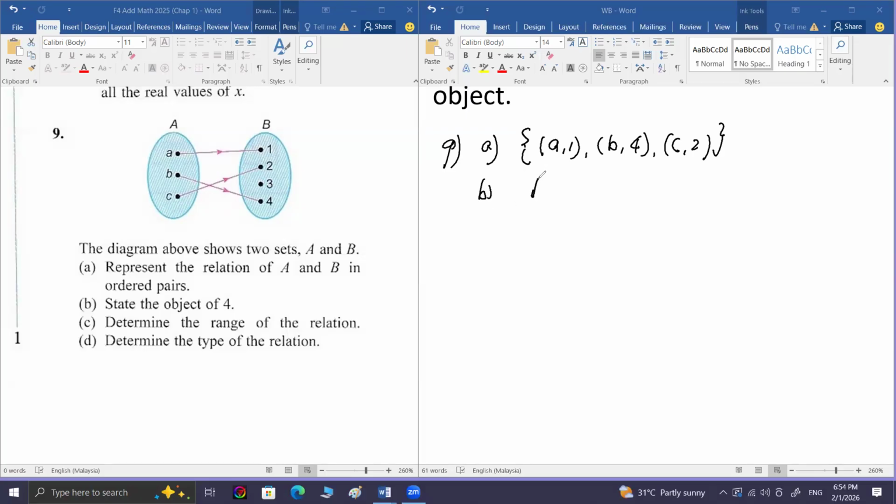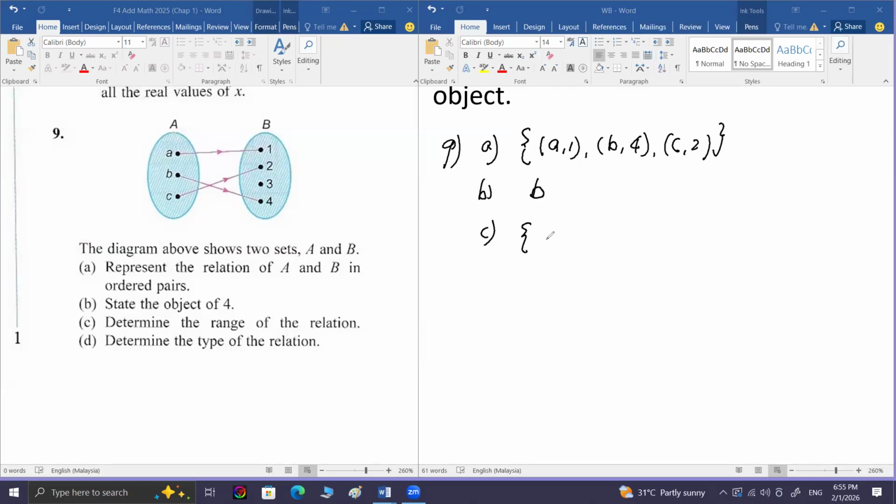B. Okay, class, listen, just now I forgot to tell you. Also to state the object or state the image, we don't put the set notation. Got it? Object, image, we don't put the set notation. From the image, we change it to range, right? Range only we put the set notation. Object, image, no need to put the set notation.